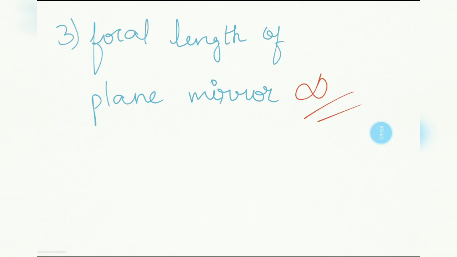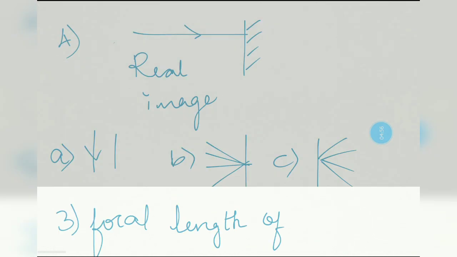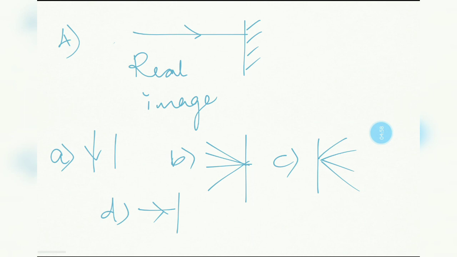So you can just take it as infinity, option C. Now for the fourth question, a beam of light incident on the plane mirror forms a real image.